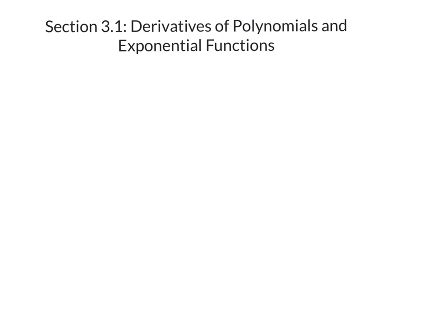Section 3.1 is titled Derivatives of Polynomials and Exponential Functions, but we'll actually end up learning a little bit more than the title suggests. Let's say we want to find the derivative of the function f of x equals 3x to the fifth plus 9x squared minus 1 over the square root of x.